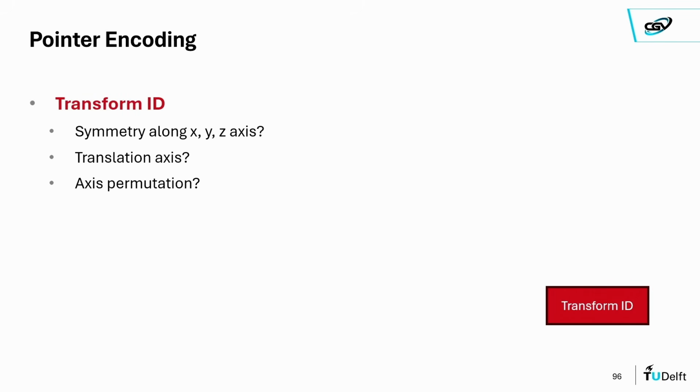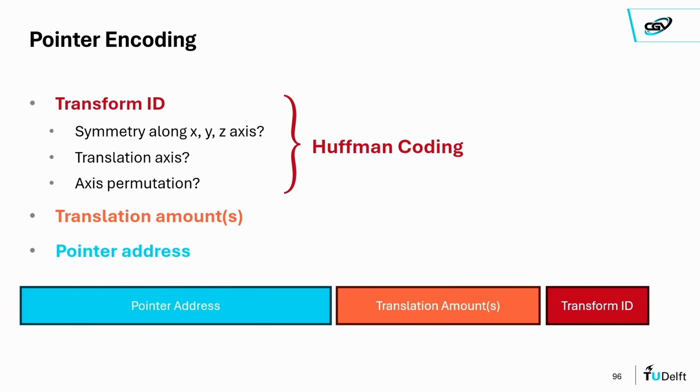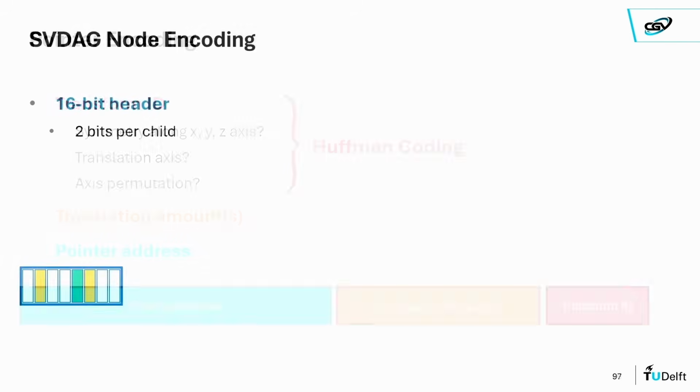So that gives us an integer, which you can optionally encode using Huffman coding. We found that to save us a little bit of space. Now this is stored in the least significant bits of the pointer, which is then followed by the translation amount. So if there is a 1 bit for at least one of the translation axes, the corresponding amount of translation is then stored afterwards. And then finally, we store the actual pointer address.